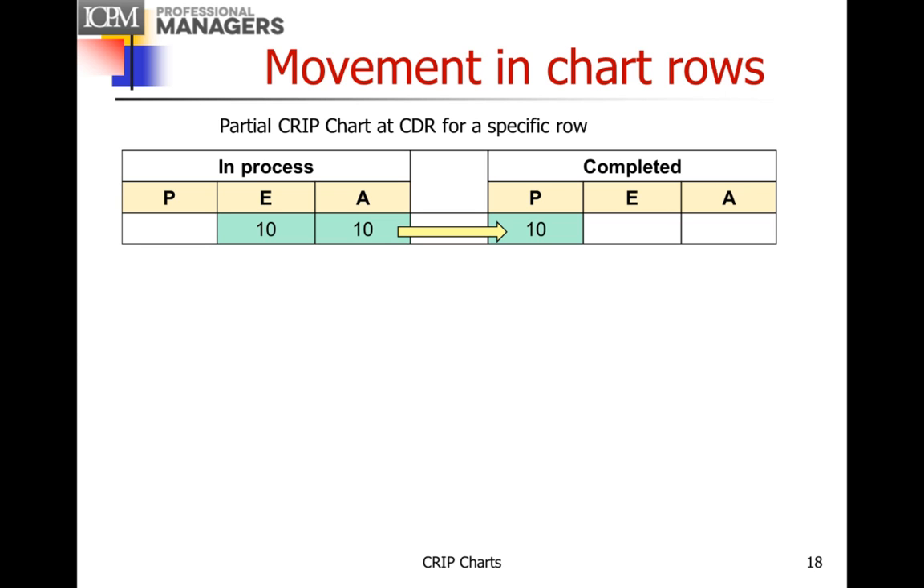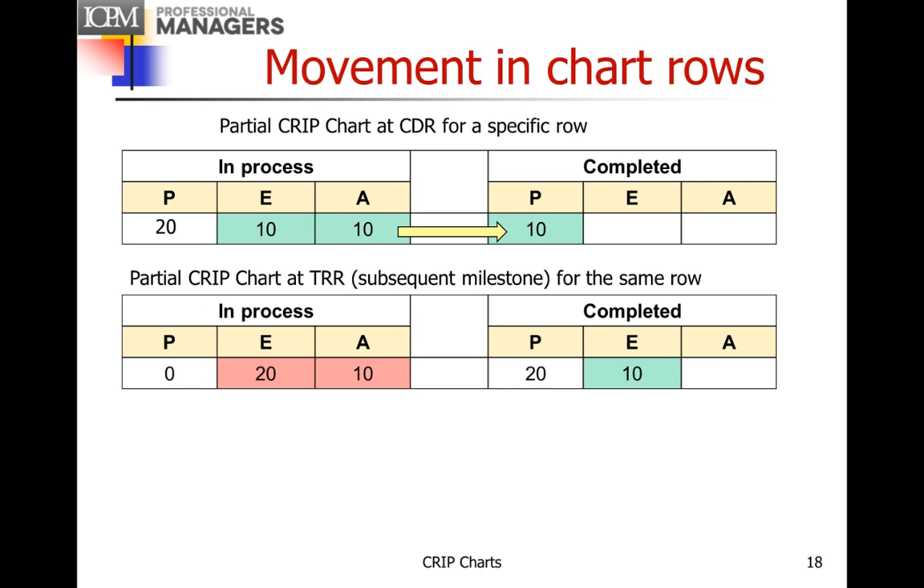plan to have 10 completed, because there are 10 in process now, and by the time we get to the next milestone, we plan to do 10. And we're also planning to put 20 in process for the next milestone. So now let's take a look at what happens at TRR and how these numbers have moved.